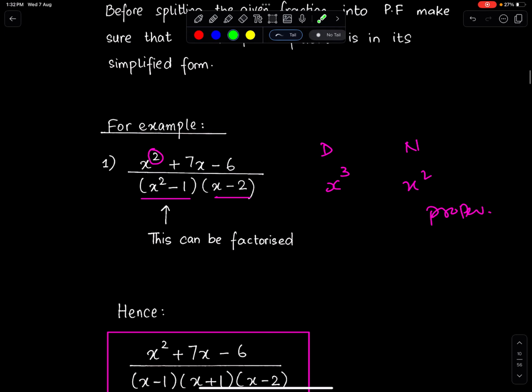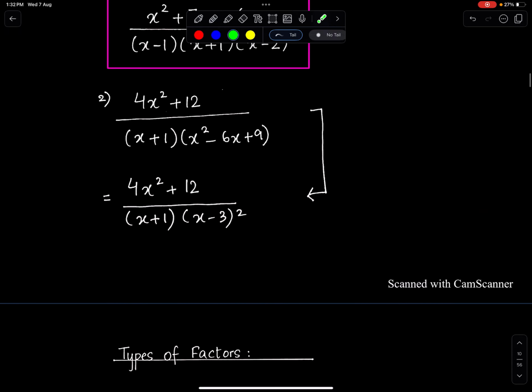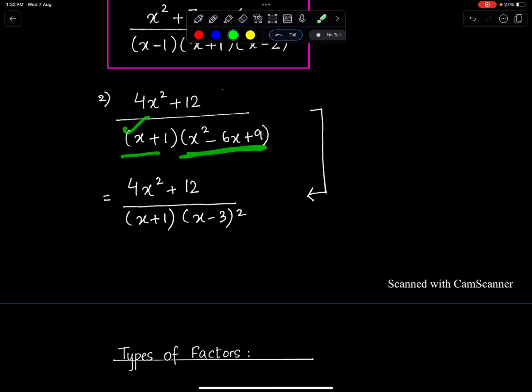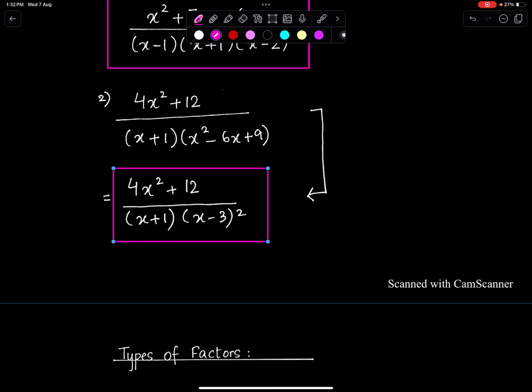Now, second example. See the fraction. The highest power is 3 in denominator, whereas the highest power is 2 in numerator. So this fraction is proper. Now observe the denominator. This is fine, but this can be factorized. When you factorize this, you will get x minus 3 whole square. So this is the simplified form of the denominator of the fraction. So we have done two things. Number one, types of fractions, and number two, simplified form of the denominator.